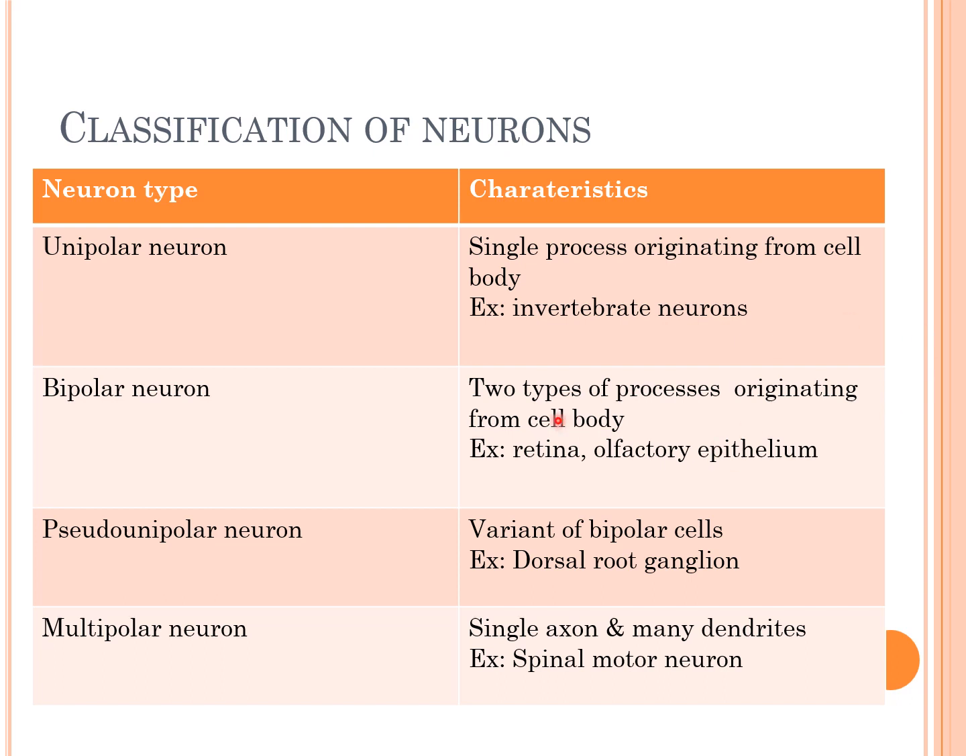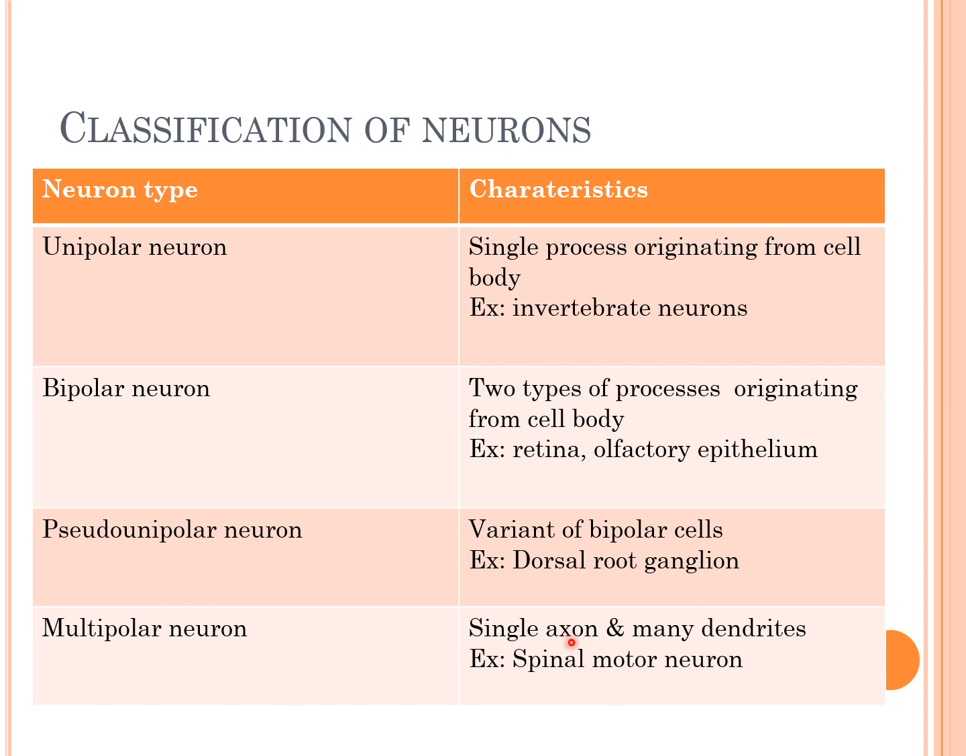So this is the summary to classify the neurons. Here we have the unipolar neuron, which is especially seen in invertebrate neurons. There will be a single process originating from the cell body, and from this single pole both axon and dendrite arise. Bipolar neuron is seen in the retina as well as in the olfactory epithelium. There are two poles from which axon and dendrite arise. Pseudo unipolar neuron is a variant of bipolar cell, which is seen in the dorsal root ganglion cells.